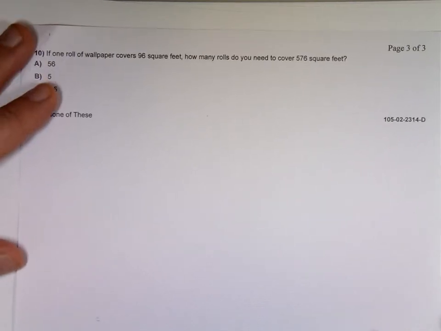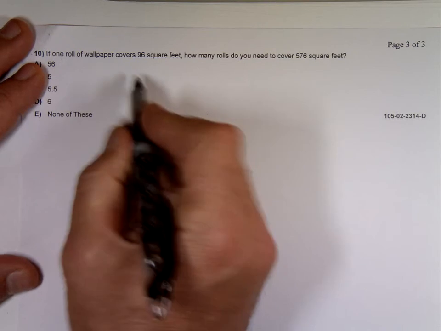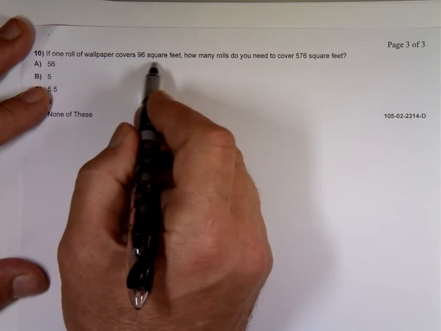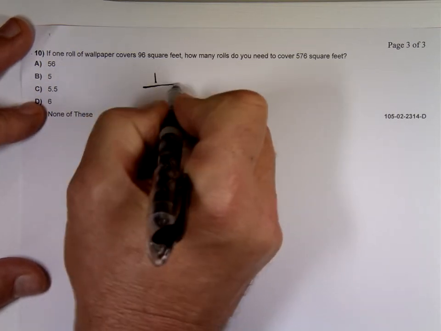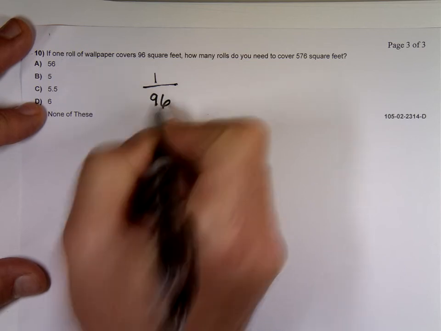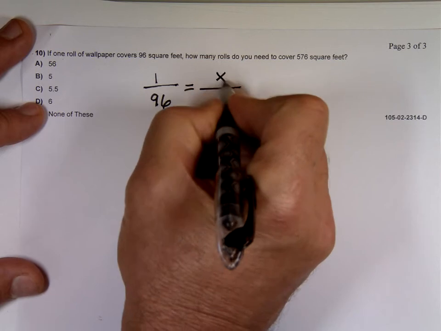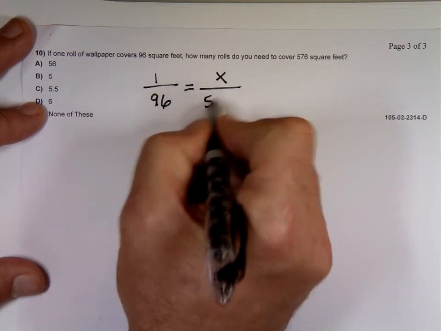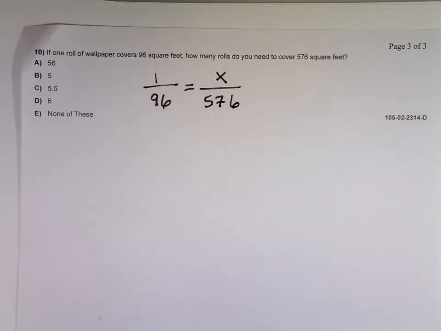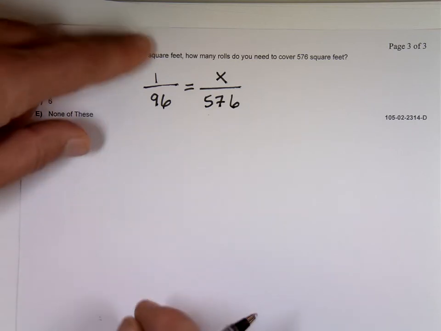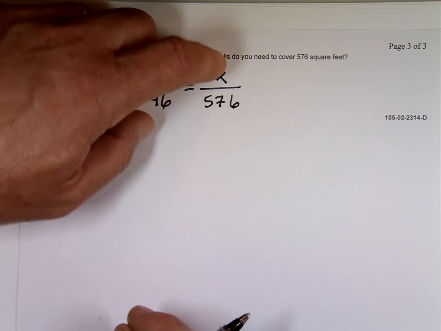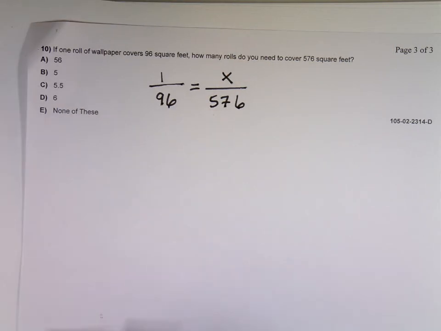The last question. One roll of wallpaper covers how many feet? So one roll covers how many feet? 96 square feet. How many rolls? That's unknown. To cover 576. I set a proportion. One roll covers 96. X rolls will cover 576. And you can do the math now.